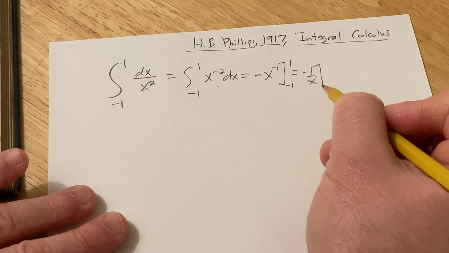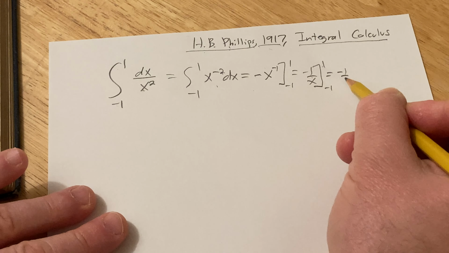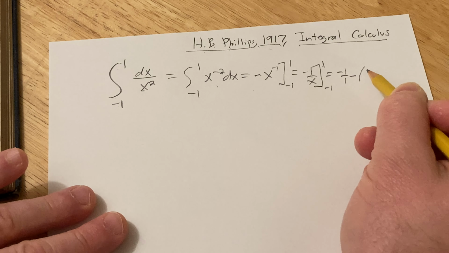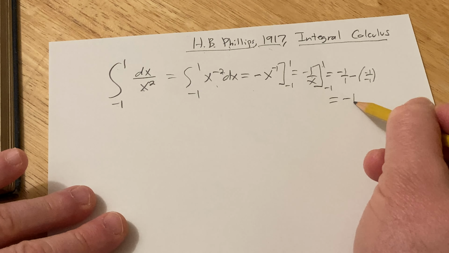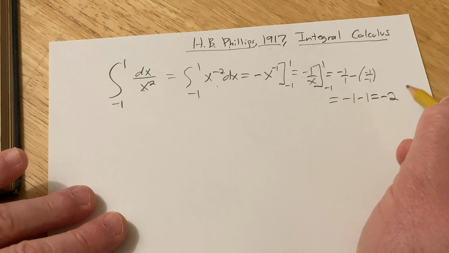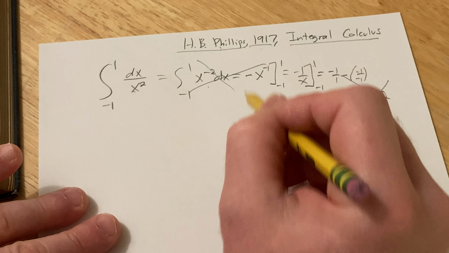All right, this is the wrong way to do it, okay? So you plug in 1, so you get -1 over 1, minus, plug in -1, -1 over -1. You would get -1 minus 1, so you would get -2. That's wrong, right? That's not the answer. You can't do that. So this is not correct.